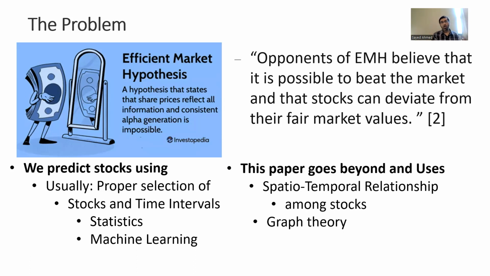It used spatio-temporal relationships among the different stocks and then predicted the price. To capture the spatial relationship, it converted the interactions among stocks into a graph, utilizing the connections and correlation. Temporal is time: the historical prices that we usually use for prediction.